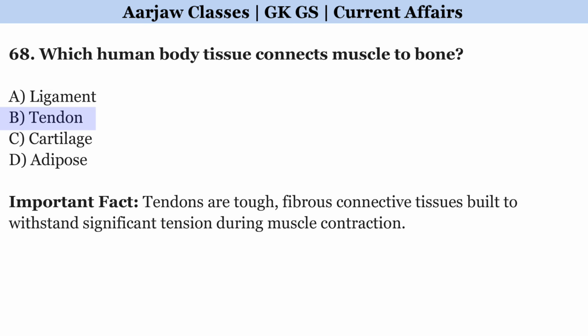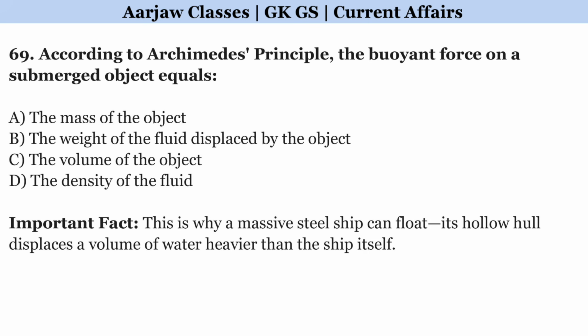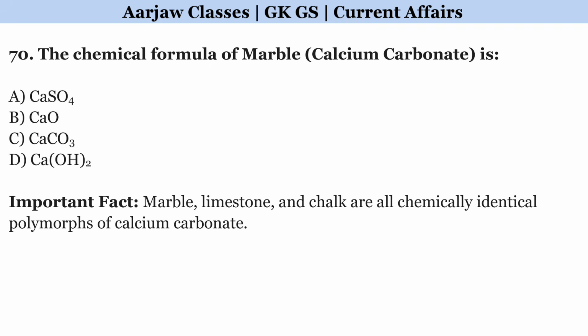Correct option is B. Tendon. According to Archimedes' principle, the buoyant force on a submerged object equals? Correct option is B. The weight of the fluid displaced by the object. The chemical formula of marble is?